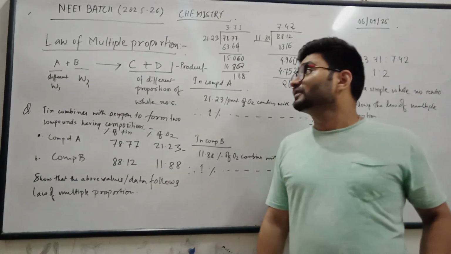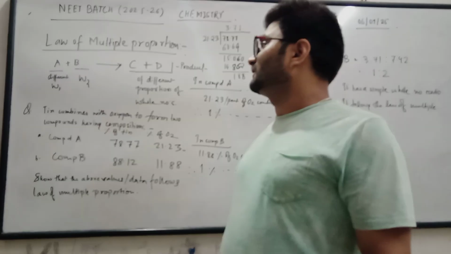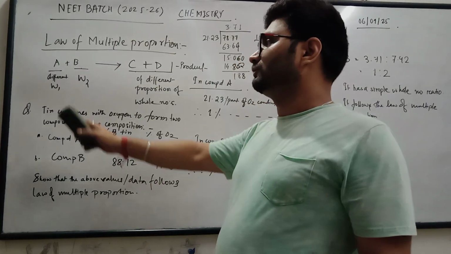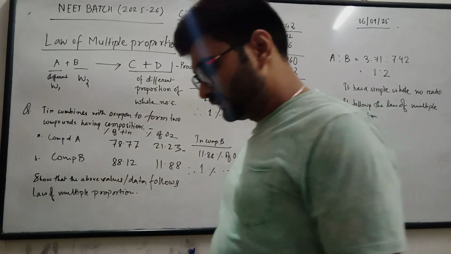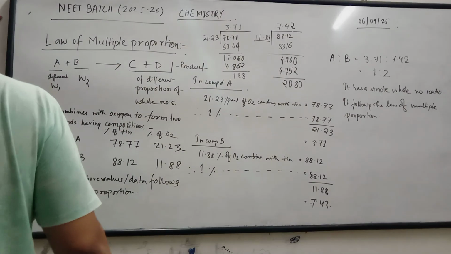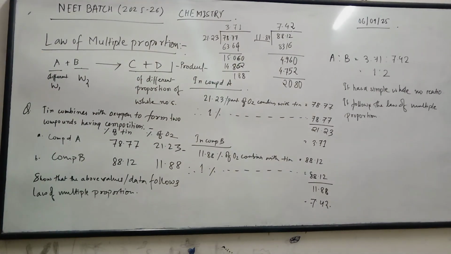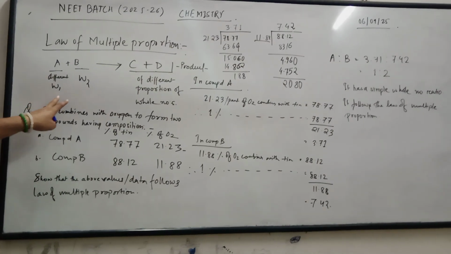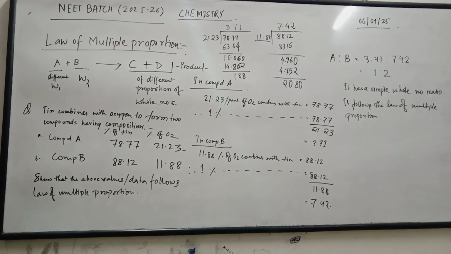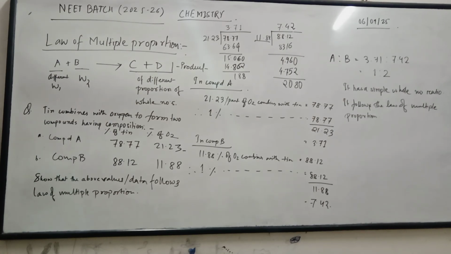Good evening, friends. We discussed the law of multiple proportions, where two different elements combine to form different products. It is not necessary that we look over the weight of either A or B, but the product which will be formed will be in a simple whole number ratio proportion.